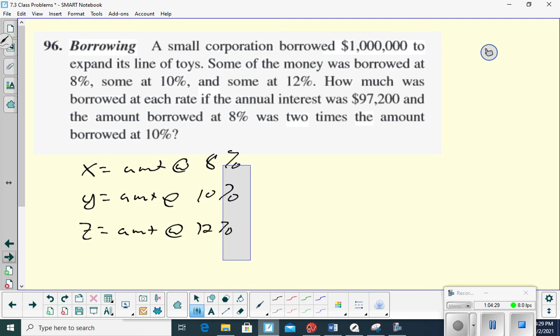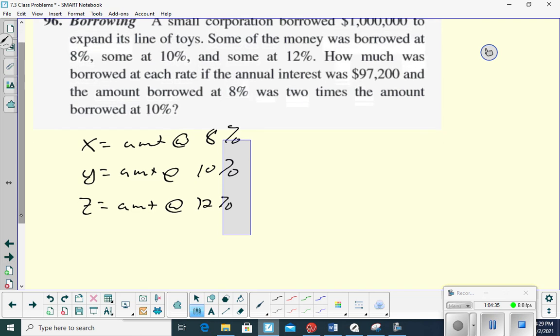Three unknowns, three equations. The first one I'm always going to do is the amount of money that I borrow, because that's the one that makes most sense to me. I borrow some money at 8%, some at 10%, some at 12%. This is all the money that I borrowed, and I borrowed $1 million. So I'm going to set that equal to $1 million. Then I pay interest. The annual interest is $97,000.